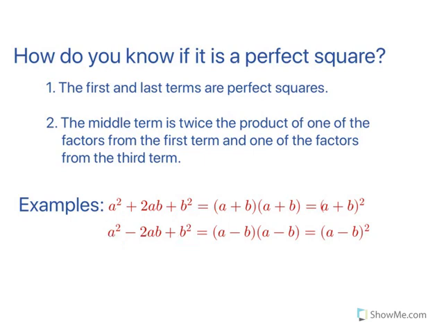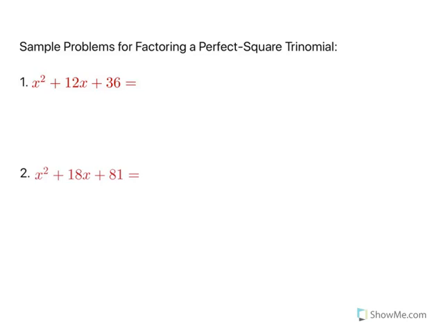Additionally, the middle term must be twice the product of one of the factors from the first term and one of the factors from the third term. Below are two sample problems for factoring a perfect square. Notice that in both examples, the first term, second term, and third term all have positive values.